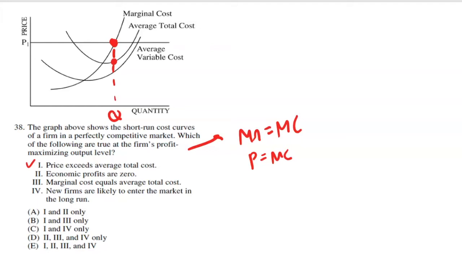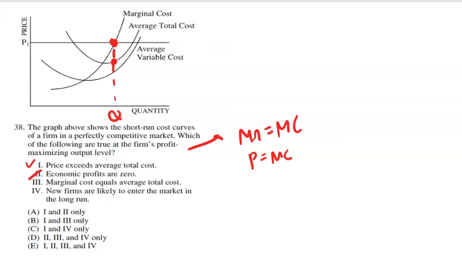Number 2, economic profits are 0. Well, is that true? No. We know that 2 is not true because our ATC is below our price, and the only way that economic profits are 0 is if the firm is in long-run equilibrium. So 2 is not correct.